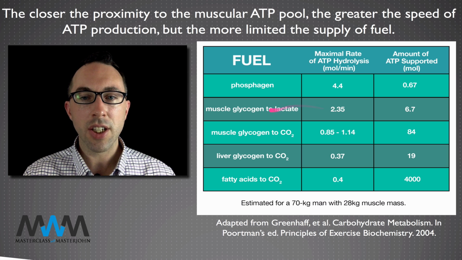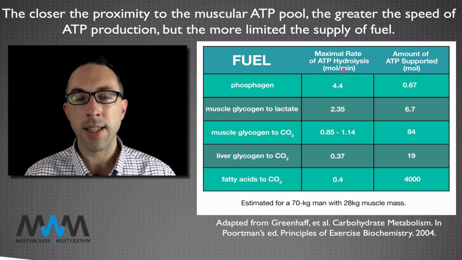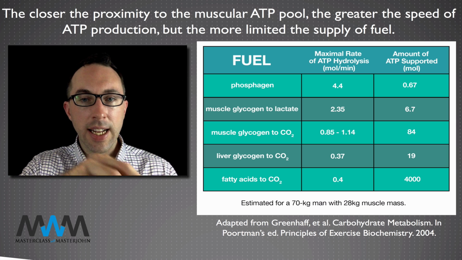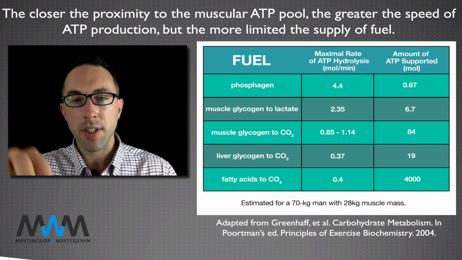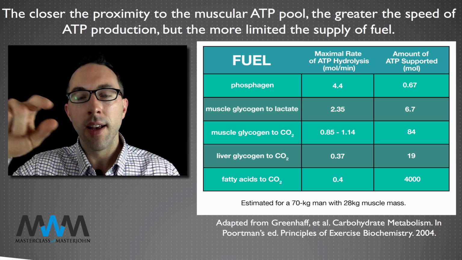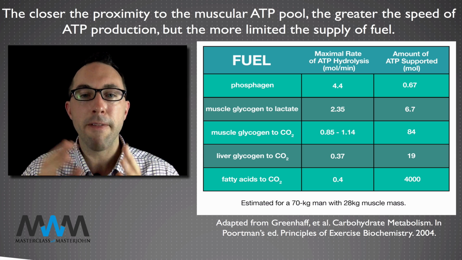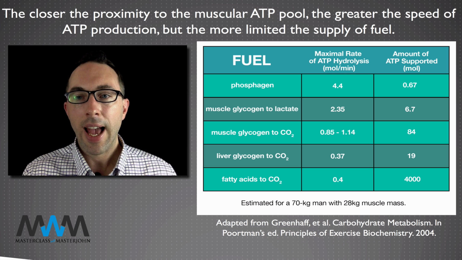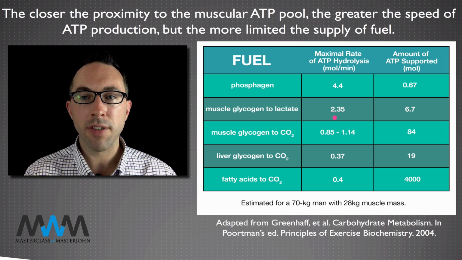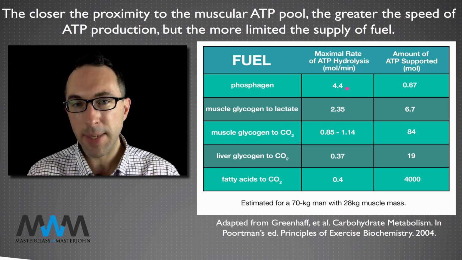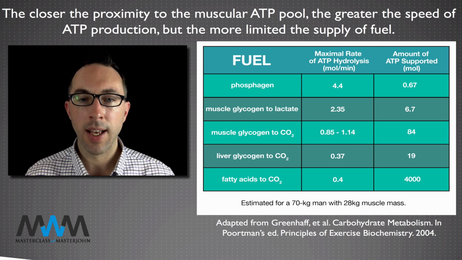So muscle glycogen to lactate, to speak of ATP hydrolysis in moles per minute, means you make glycogen into the lactate, you generate ATP, then that ATP is available to hydrolyze. How many phosphoryl groups could you hydrolyze from the ATP derived from that process? How fast could you do all of that? And that is 2.35, so it's about half of the rapidity, the speed that you get from the phosphagen system.